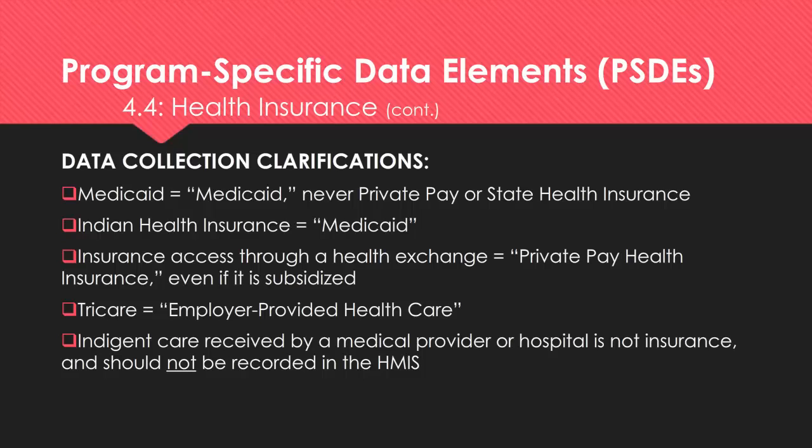Here are some guidelines for how to enter health insurance. Medicaid should be chosen only if the client really indicates that he receives Medicaid or Medi-Cal. It should not be chosen if the client receives private pay or state health insurance. For Indian health insurance, you can select Medicaid. If the client accesses insurance through a health exchange, select private pay health insurance even if it is subsidized. For TRICARE, select employer-provided health care. Indigent care received from a medical provider or hospital that is not insurance should not be recorded in the HMIS.